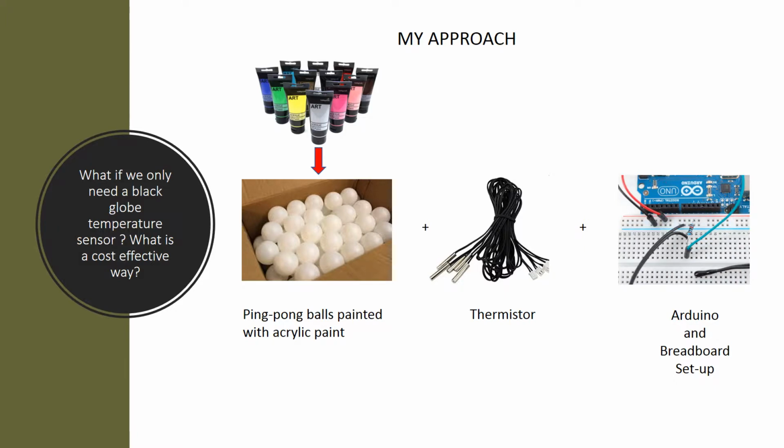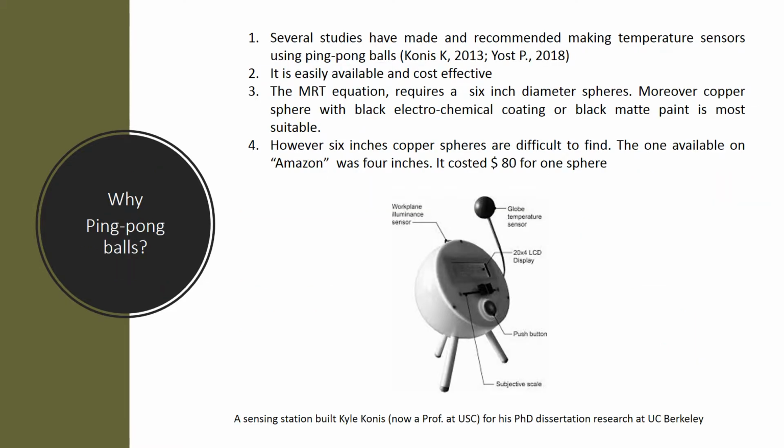In comparison to the $2,500 sensor, I wanted to build a cost-effective black globe temperature sensor. I used ping pong balls, thermistor sensors, and an Arduino Uno and breadboard setup to build my black globe temperature sensor. Also, I colored the ping pong balls with acrylic paints.